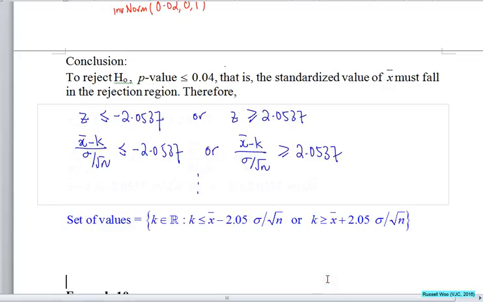Nicer. 3SF lah, hor. No need so many. Can? All you need is to make K the subject.